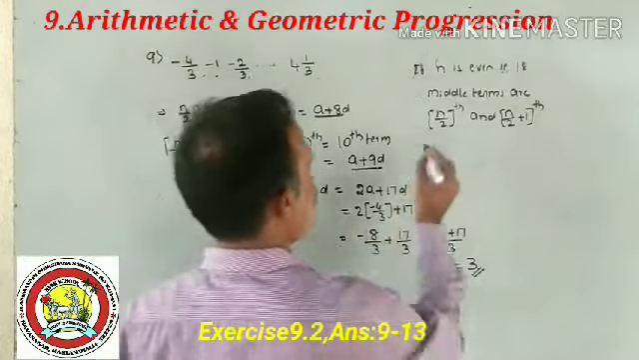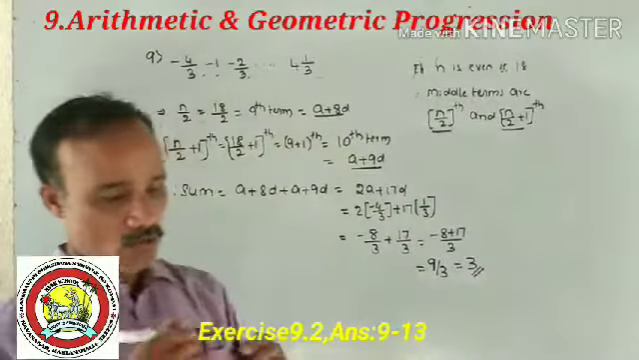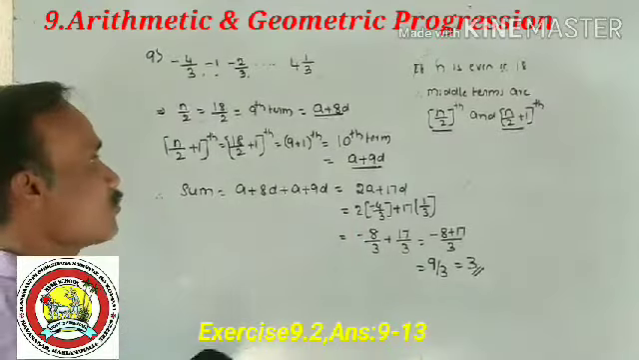Thus, this is very important. If n is even, we have two middle terms. If n is odd, we have only one middle term, that is (n plus 1) divided by 2. Okay? Yes, this is about question number 9.